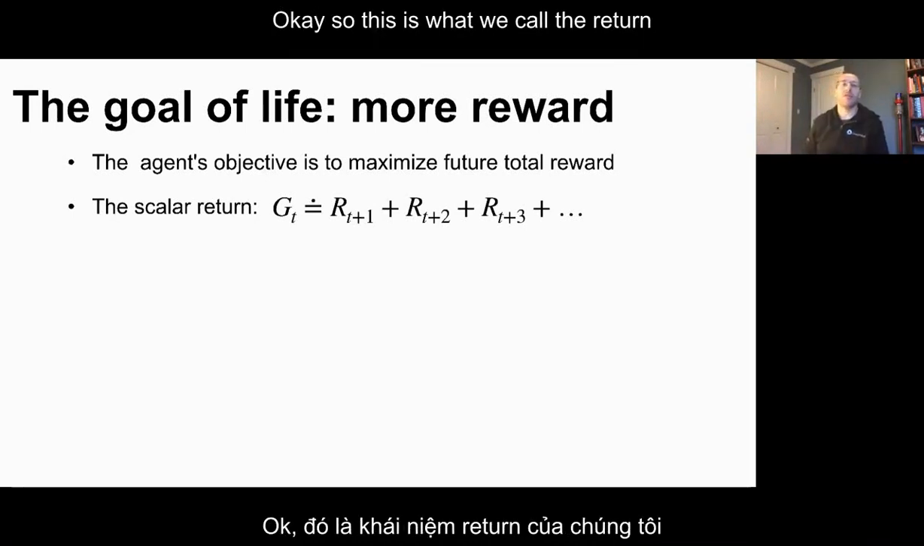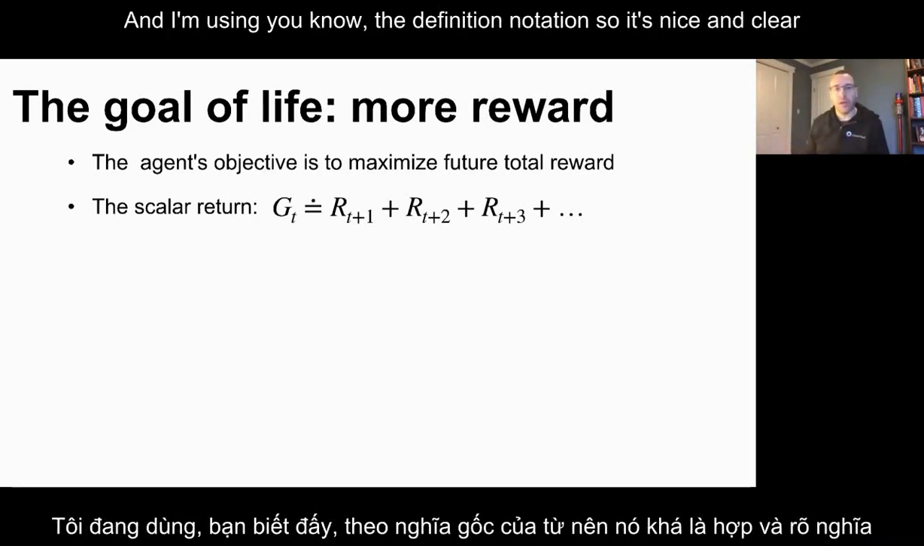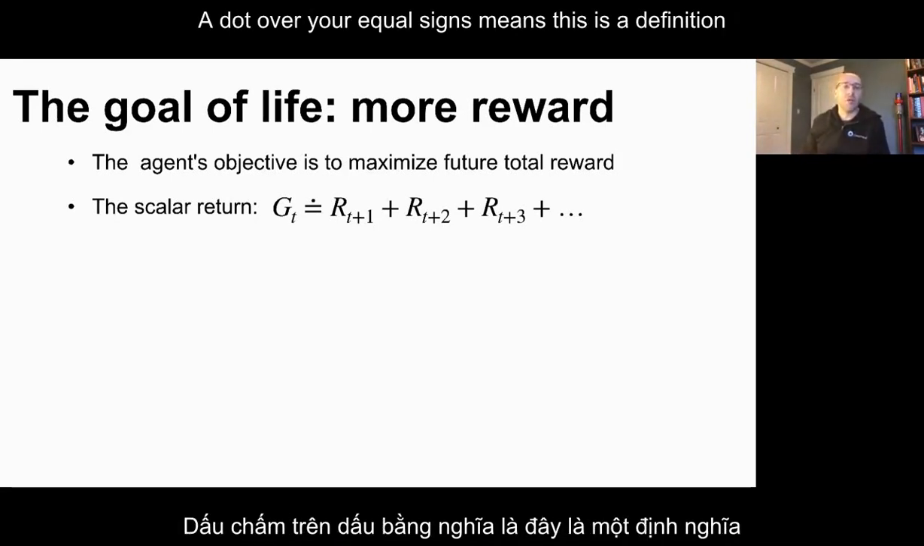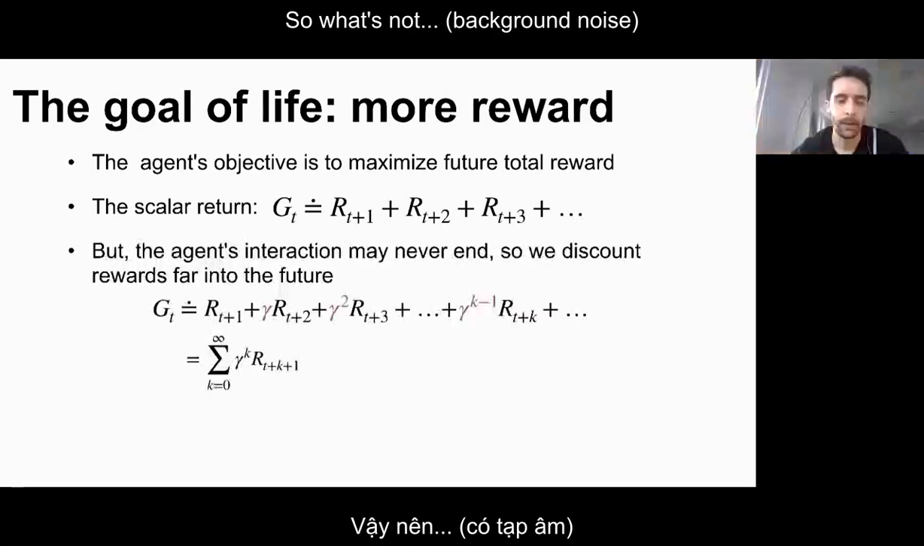Okay? So this is what we call the return, and I'm using the definition notation so that's nice and clear. A dot over your equal signs means this is a definition. So what's the problem here?